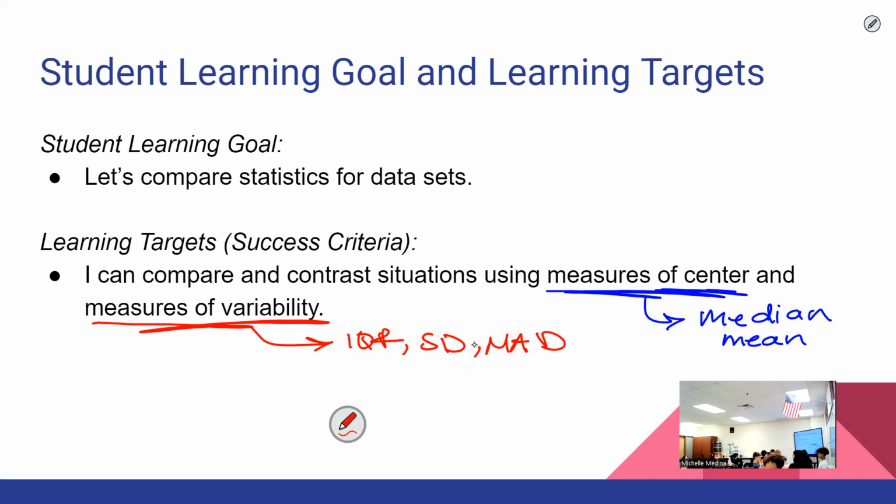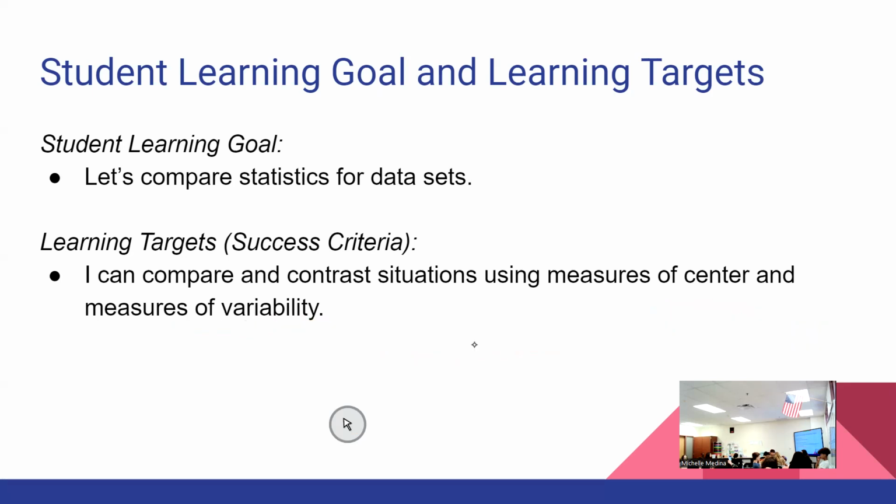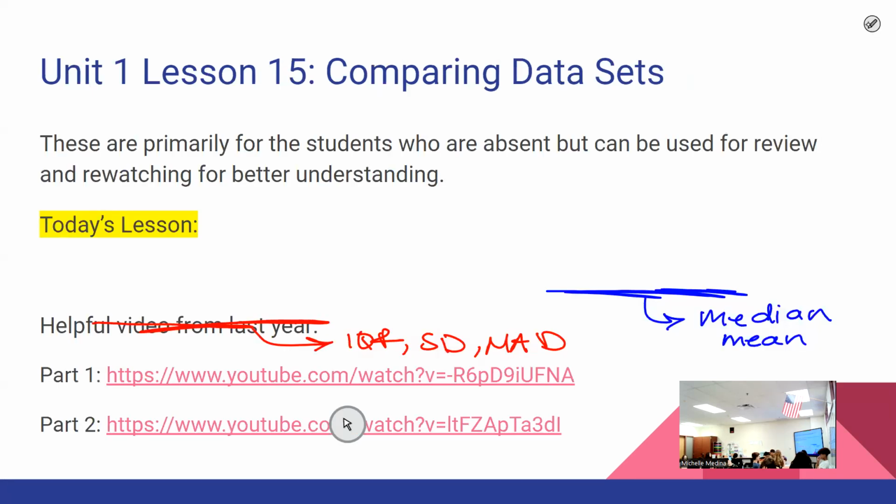What does measures of variability talk about? How spread out the data is. Therefore, IQR, standard deviation, MAD, all of those, the higher it is, the more spread out it is. So those describe how spread out your data is. All right. That's step 1. You need to know that.